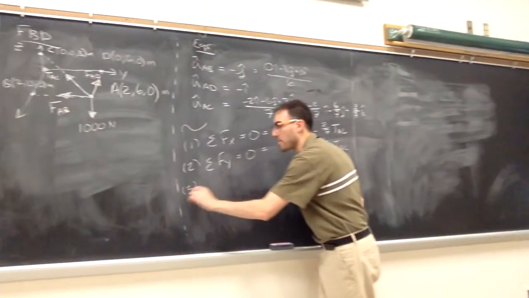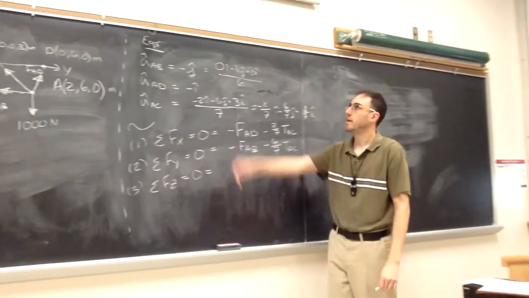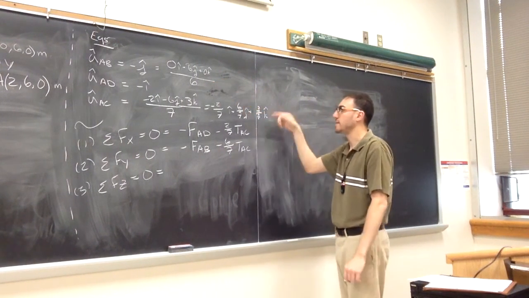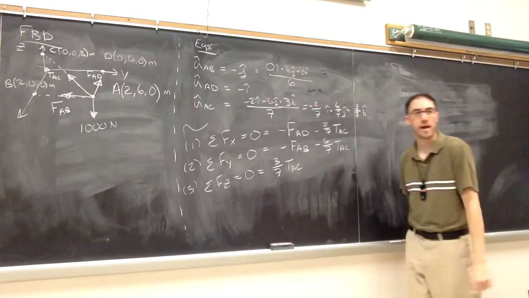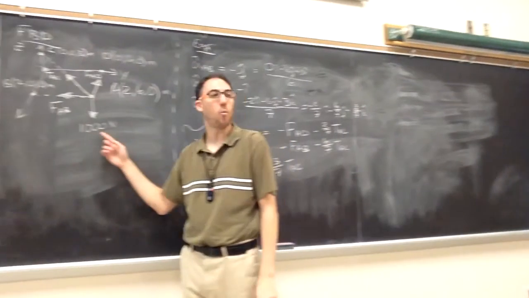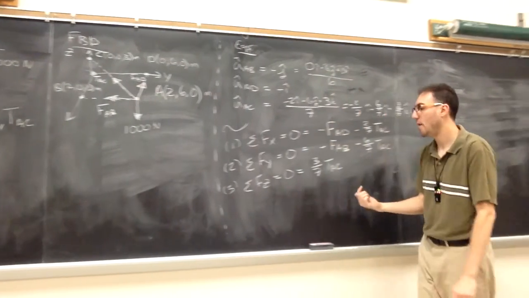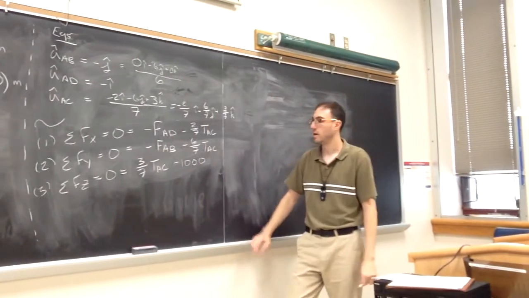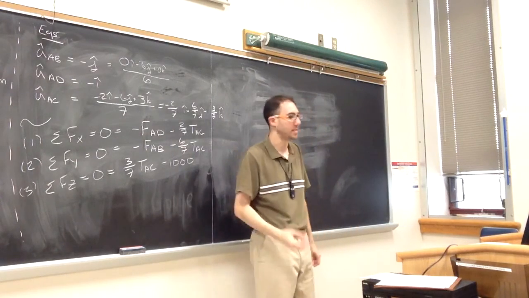Now I get my 3rd equilibrium equation. I have forces that act in the z direction. This has nothing in the k. AD has nothing in the k. AC is going to be 3/7 times its magnitude in the k direction. Now I look at my free body diagram, and remember I have that weight force of 1,000 newtons that's acting in the -k direction. So now in equation 3, this is where that 1,000 newtons is going to be counted, in the z direction, because that's the only direction in which that weight force is acting.